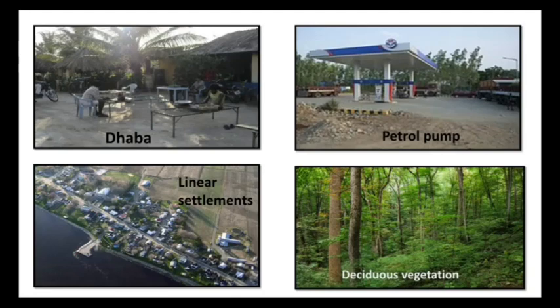So children, what are linear settlements? It is a settlement or a group of houses that are built in a long line. They also observed deciduous vegetation, a type of vegetation that dries in a specific region.